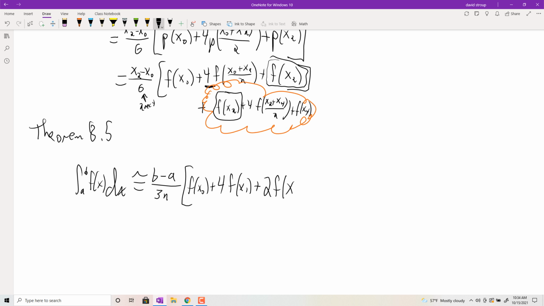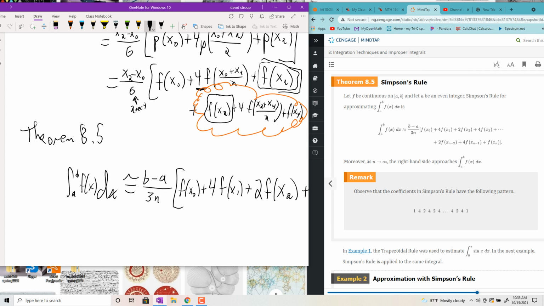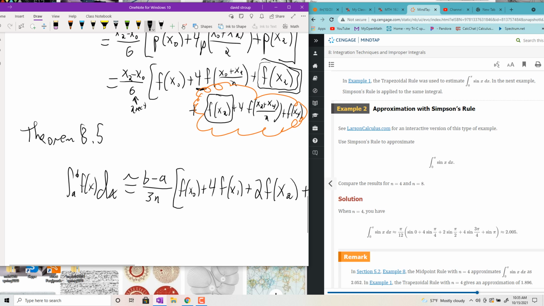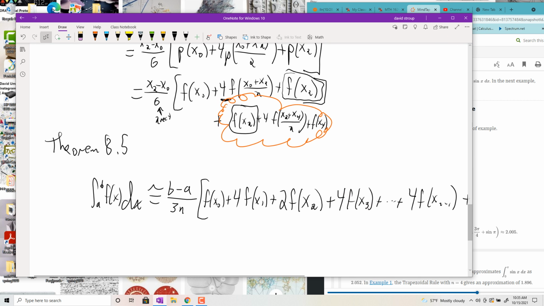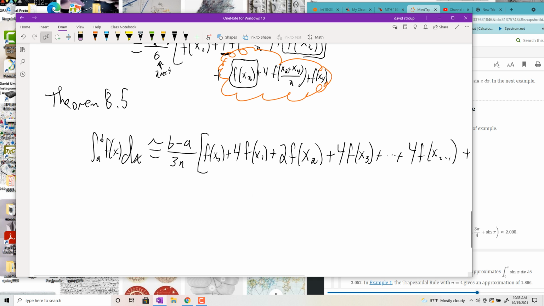Then you have f of x sub 2, and then plus 4 f of x sub 3, and that pattern continues until you get to the end, and you always end with 2 and then 4 f of x sub n minus 1, and then plus just plain old f of x sub n. So the book will make a big deal of the patterns involved. 1, 4, 2, 4, 2, 4, blah, blah, blah, 4, 2, 4, 1 is the pattern, and it's caused by the way we've built this technique. Okay, all right, so that's theorem 8.5.